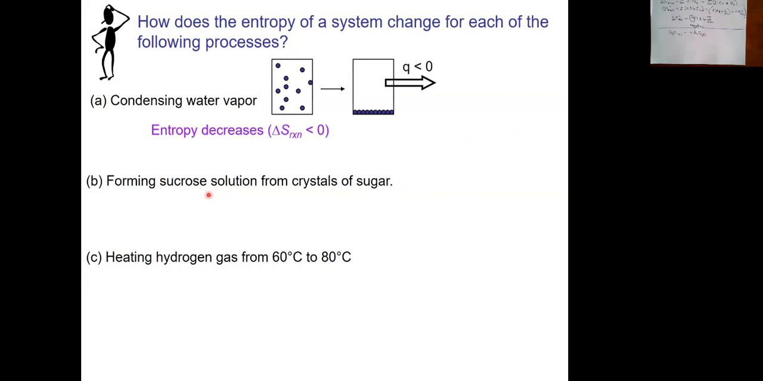That says Q is less than 0. So heat has to leave that system. We will talk about heat energy, enthalpy stuff later. Q is the symbol for heat. We'll talk about it later.